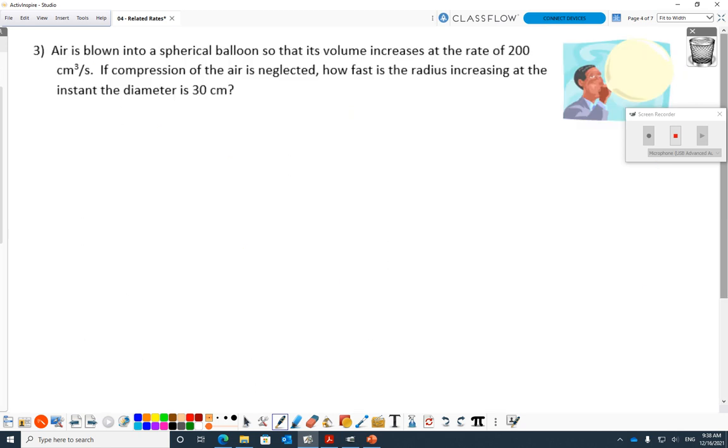Number 3. Oh, here we go. Just the exact thing I was talking about: air being blown into a balloon. How many of these do I have to do? There's 6 total? Yeah. And the second last one's really hard, and the last one's really easy.